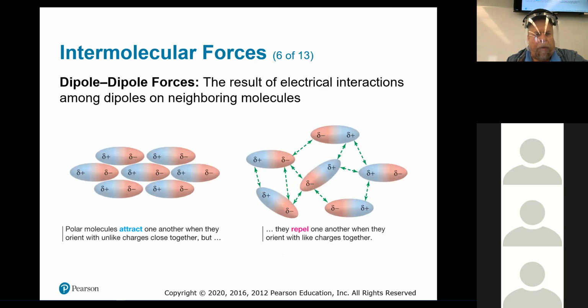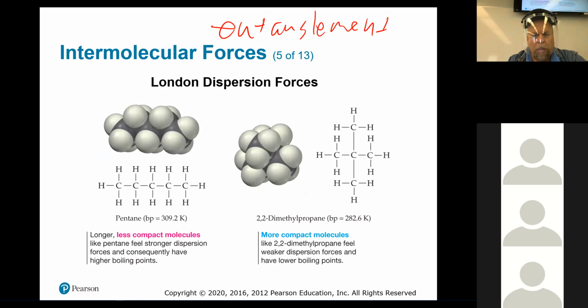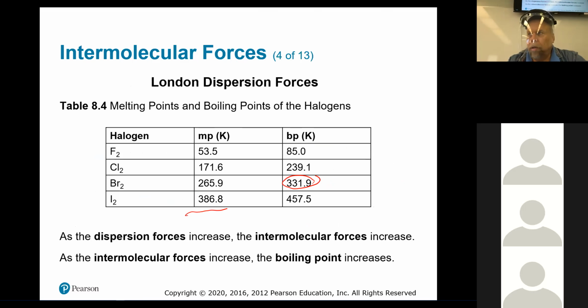Now, dipole forces, these are examples here with dipoles interacting, and essentially they repel each other when they orient with like charges together. So essentially you'll get attraction when they're all lined up like this on the left.